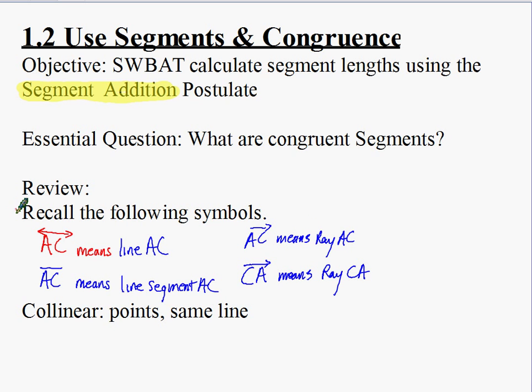And I should have done some bullet points. So bullet points and bullet point. Collinear: same line. Point: point, same line. Okay, next.